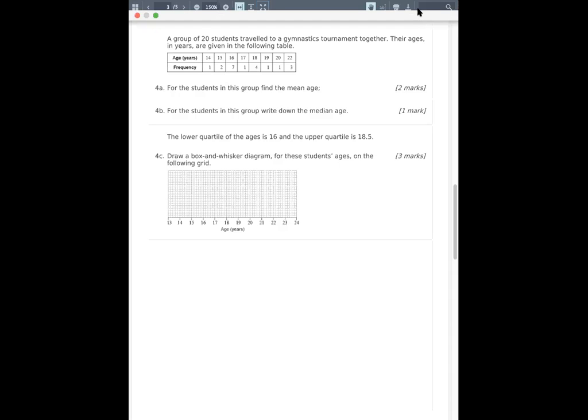Would they ever ask for standard deviation or something like that? Yes. If they do ask for standard deviation, that is the fifth value on your calculator, the σx.